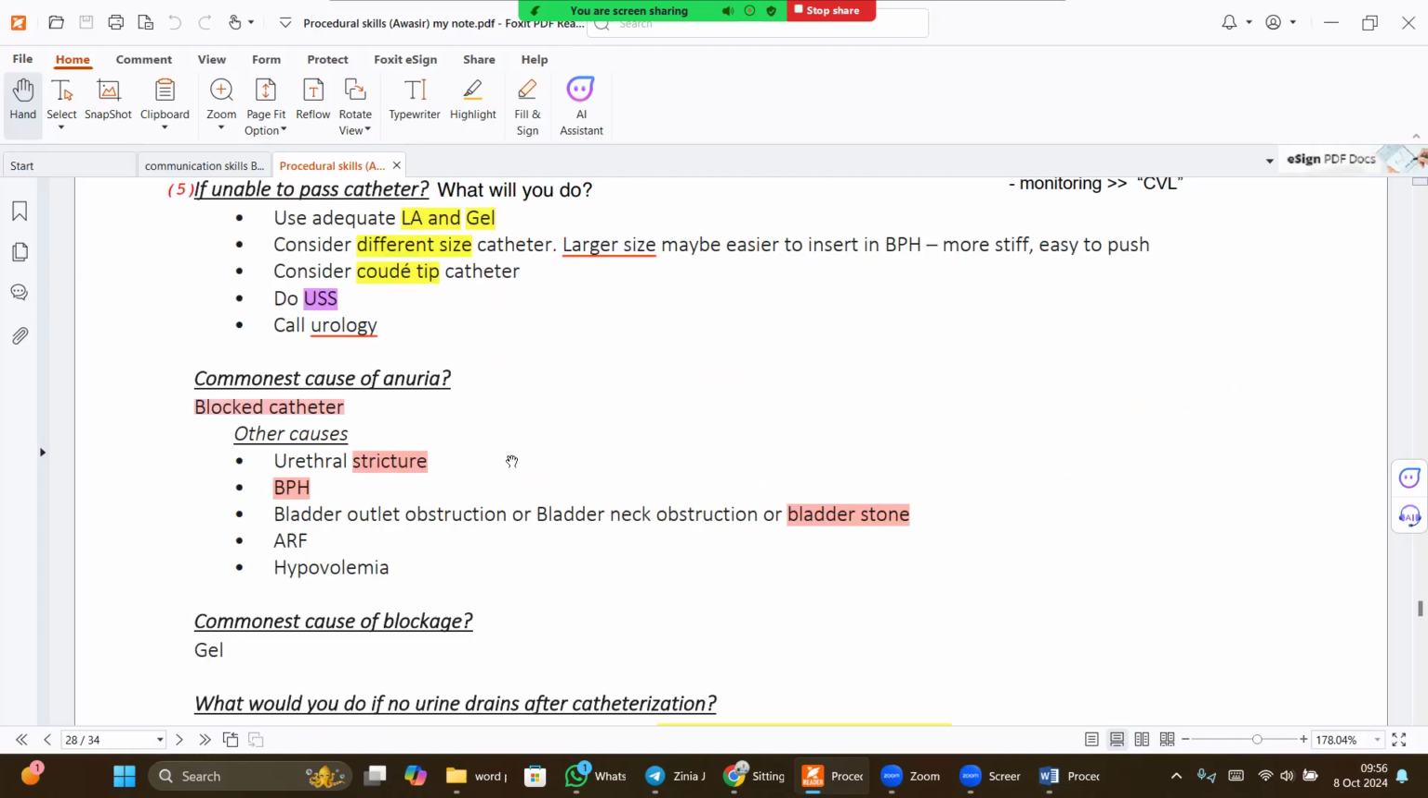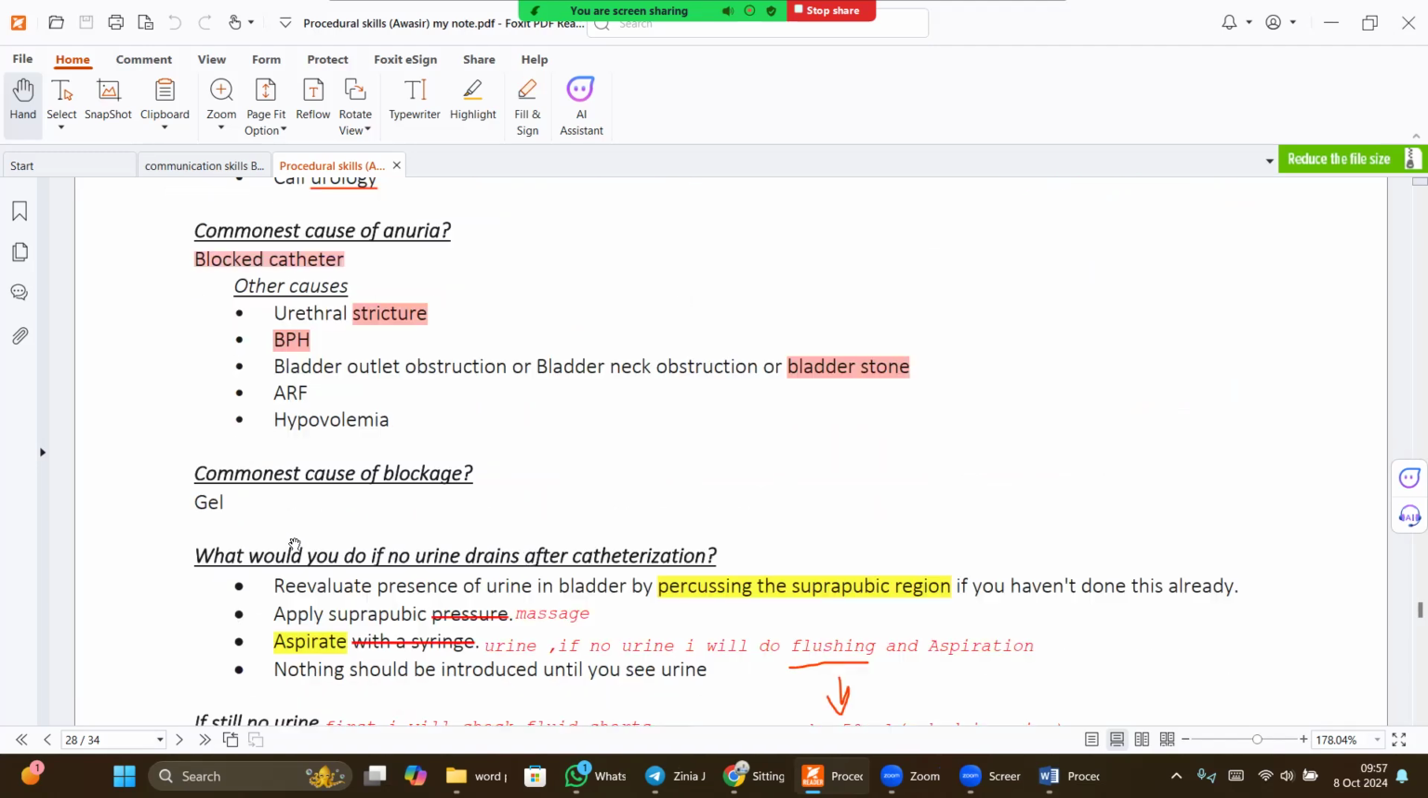Commonest cause of anuria: blocked catheter, due to gel. Other causes: urethral stricture, benign prostatic hyperplasia, bladder outlet obstruction or bladder neck obstruction, bladder stone, acute renal failure, hypovolemia. Commonest cause of block is gel.